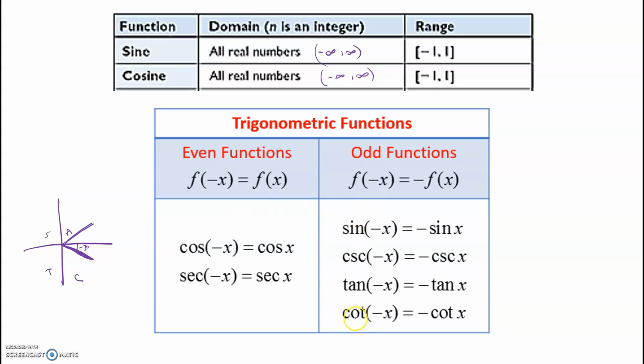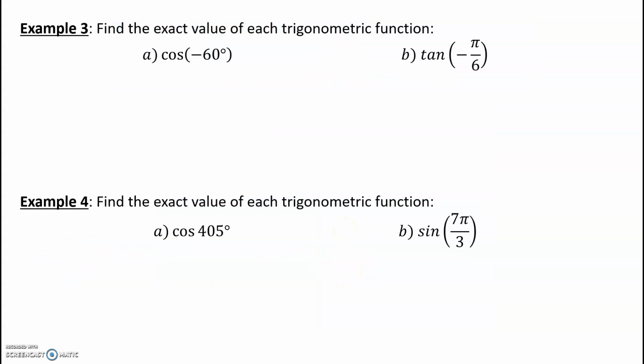All the rest of them are odd, okay, which means if you have the sine of -60, then it's the opposite of the sine of 60. So if the sine of 60 is square root of 3 over 2, then the sine of -60 would be negative square root of 3 over 2. Okay. If you know your quadrants, you really shouldn't need this stuff. But let's try some.